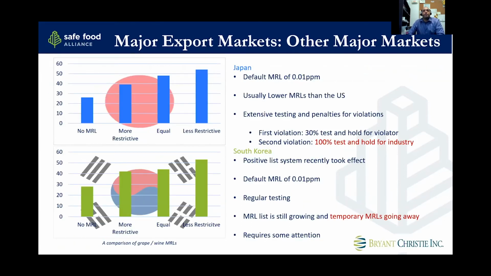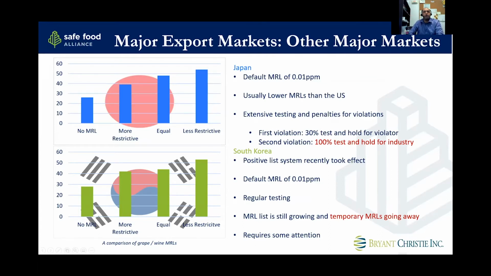A few other markets. Japan, another fairly restrictive locale, although it doesn't show up quite as much as it did with the EU, looking again at grape and wine MRLs. But they do have extensive testing and pretty serious penalties for violation. You can see here, first violation, just for the violator, a 30% test and hold. On the second violation, everything coming in for that industry-wide is held until it tests and comes back as legal.